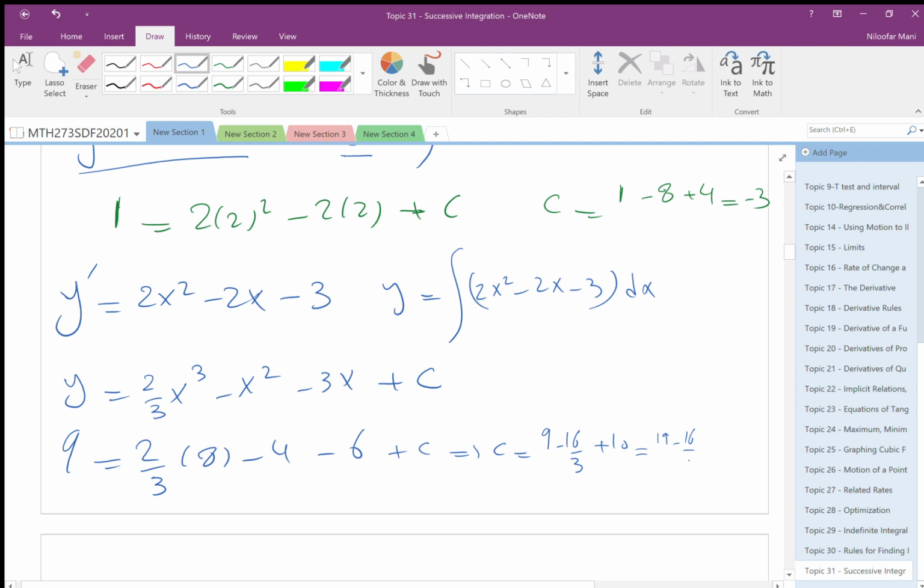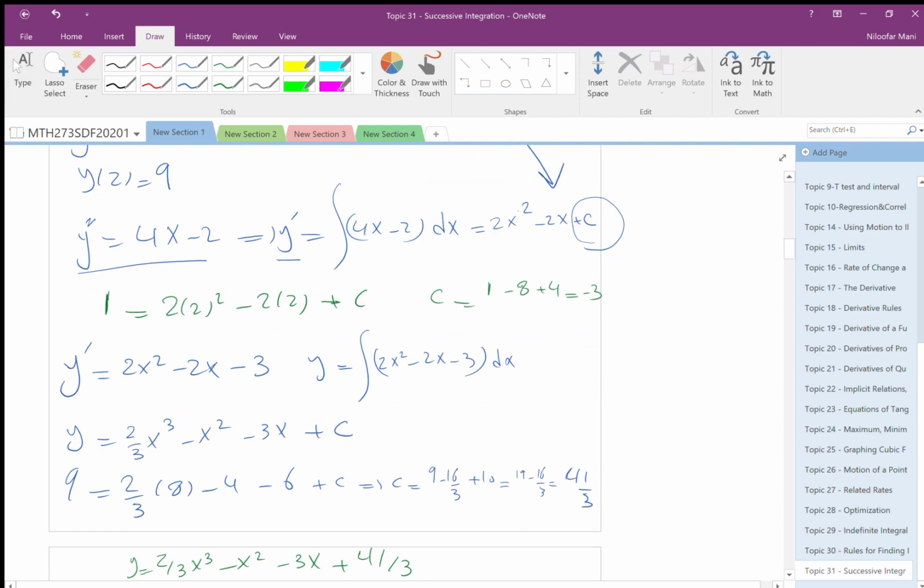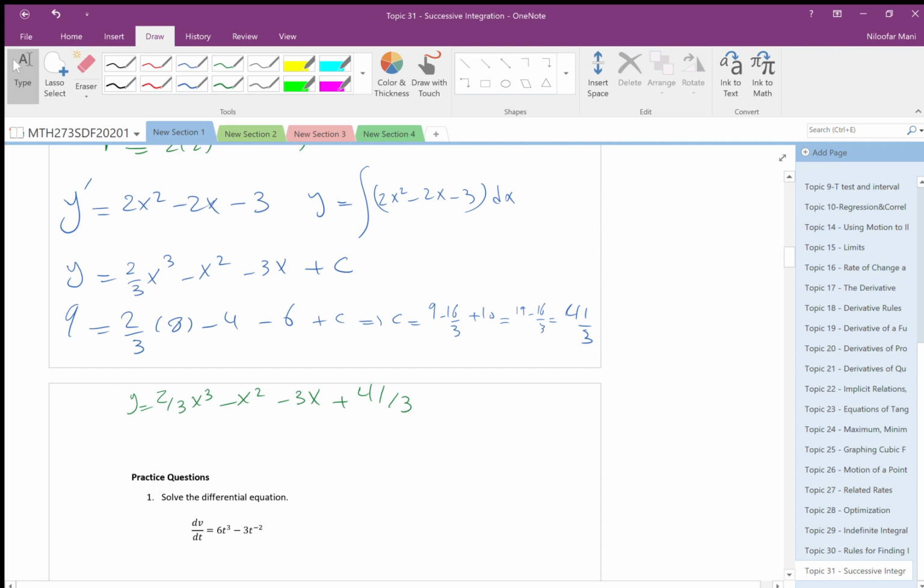19 minus 16 over 3, let me check my calculator here. So 57 minus 16, which is 41. So it's 41 divided by 3. This is the second c. So what is my function? What is my answer? My answer is y equals 2 over 3 x cubed minus x squared minus 3x plus 41 divided by 3. When you substitute 2 here, you can see the result must be 9.